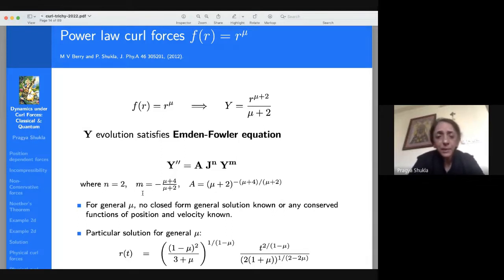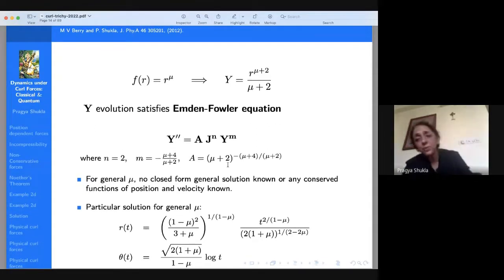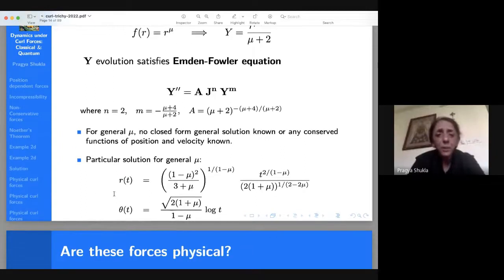Now, people in your department, Professor Lakshmanan and others, can easily tell you, and Professor Lakshmanan has written papers on the Emden-Fowler equation. While I was working on it, I looked at his papers, and so I do know that you don't know the solutions in general. Only for very few cases do you know. General solutions are not known, but particular solutions you can give. So one particular solution is of this form.